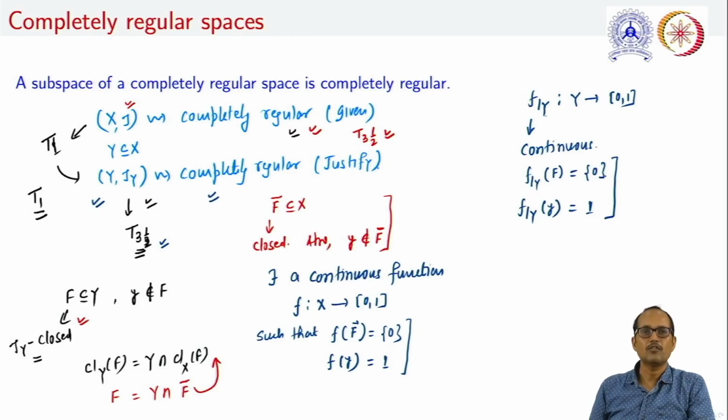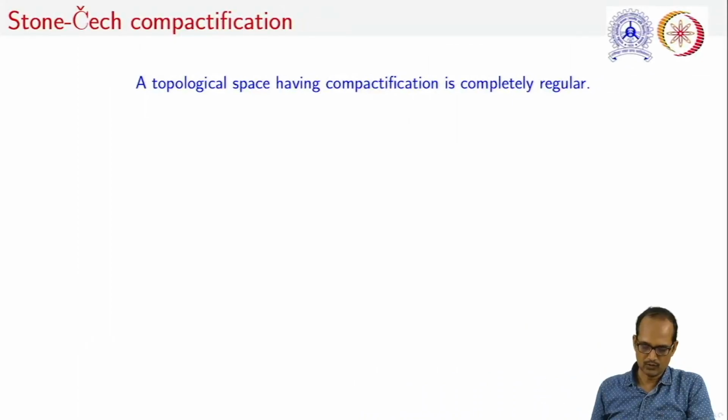Having this idea of completely regular spaces in mind, let us move to the concept of compactification again, and this is one of the uses of compactification. What we can show is that if any topological space has a compactification, that space will always be completely regular.